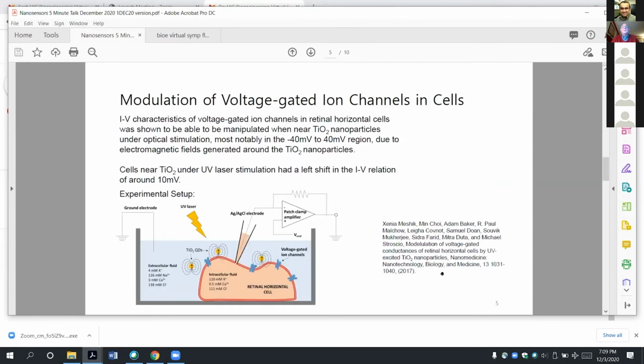We've also used quantum dots to stimulate ion channels. This shows a horizontal cell from catfish, a retinal horizontal cell, and quantum dots are placed in suspension near the bilipid layer. There are various ways to gate these ion channels, mechanically, chemically, electrically. Here we're considering electrical gating by a quantum dot with a dipole moment in close proximity to the ion channel.